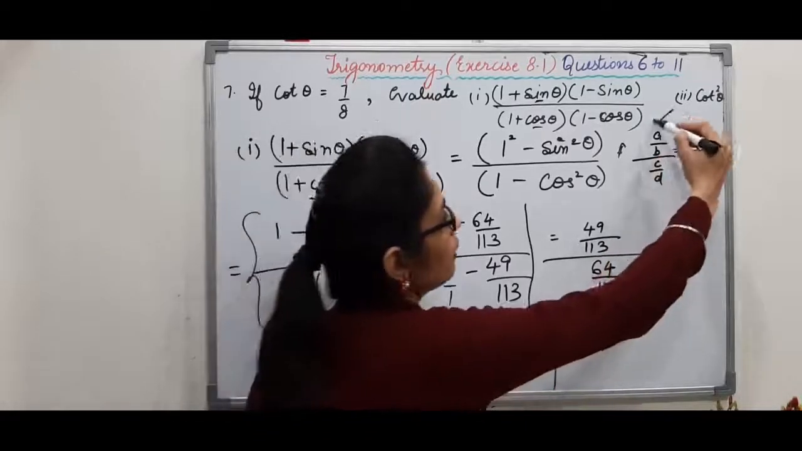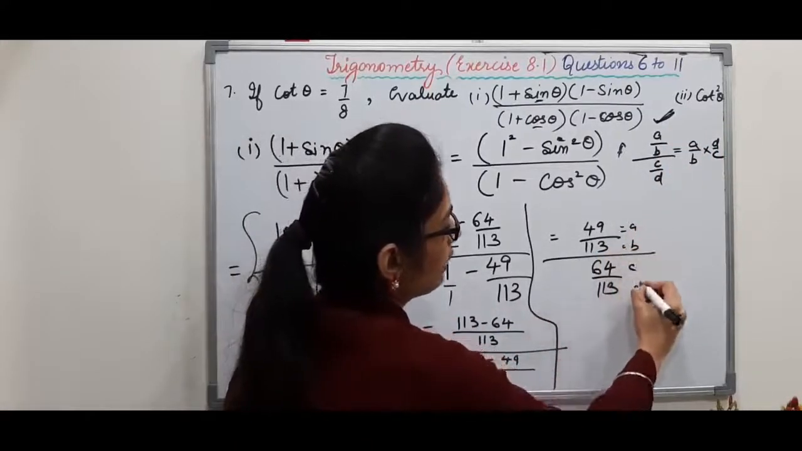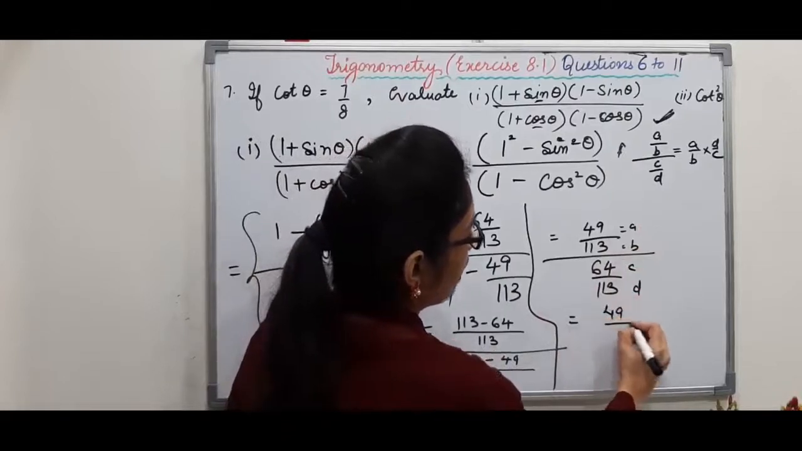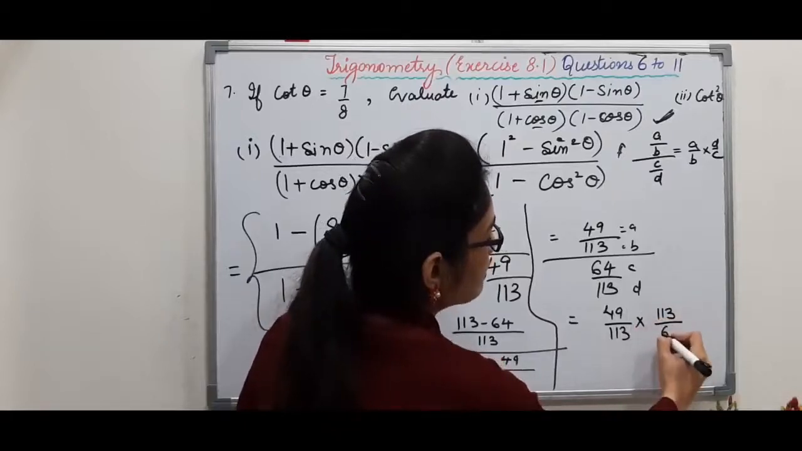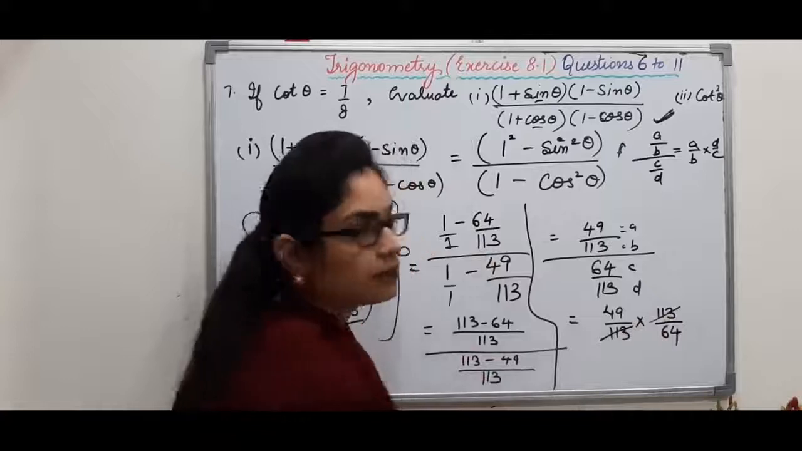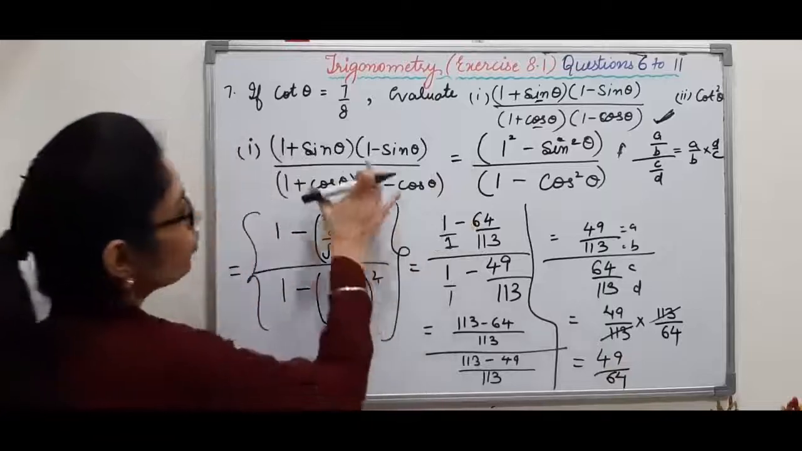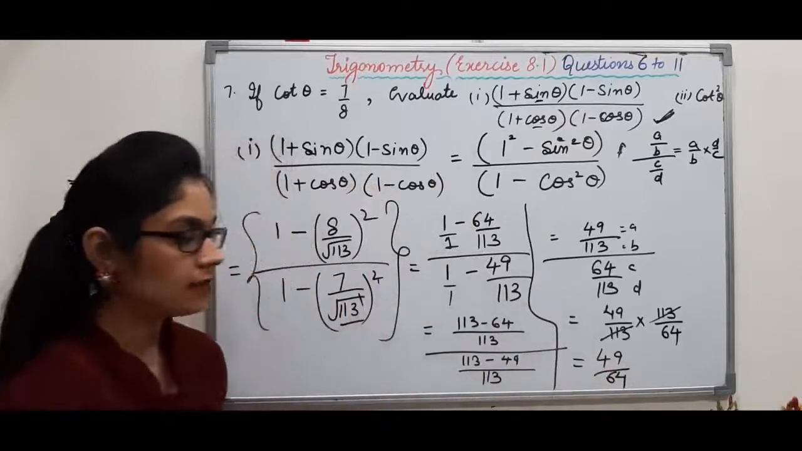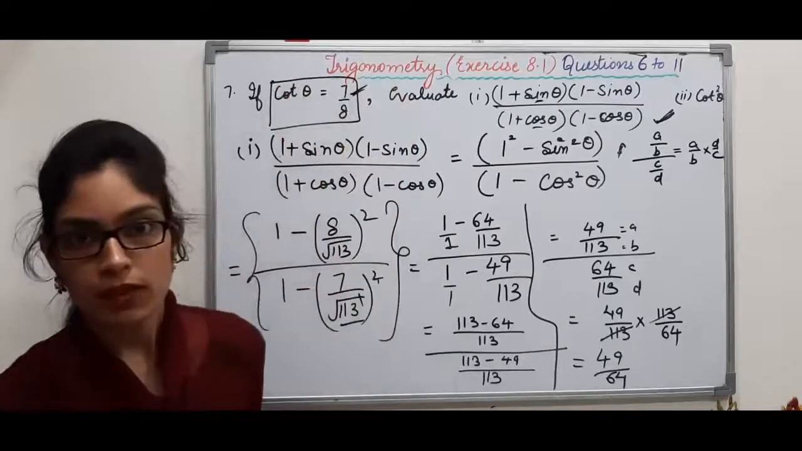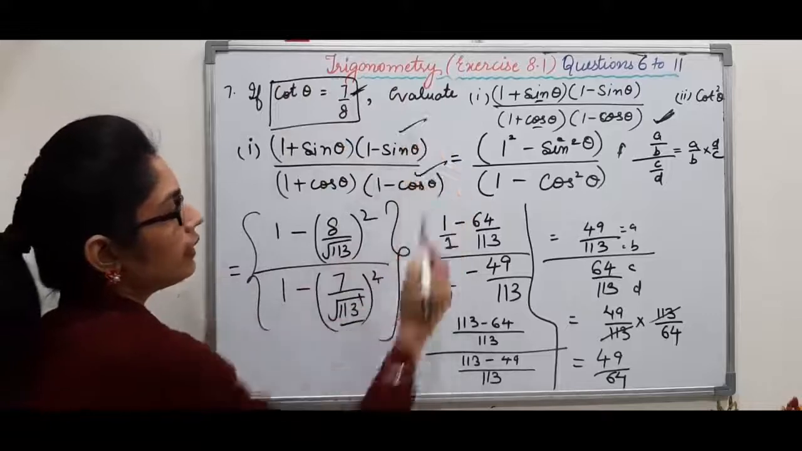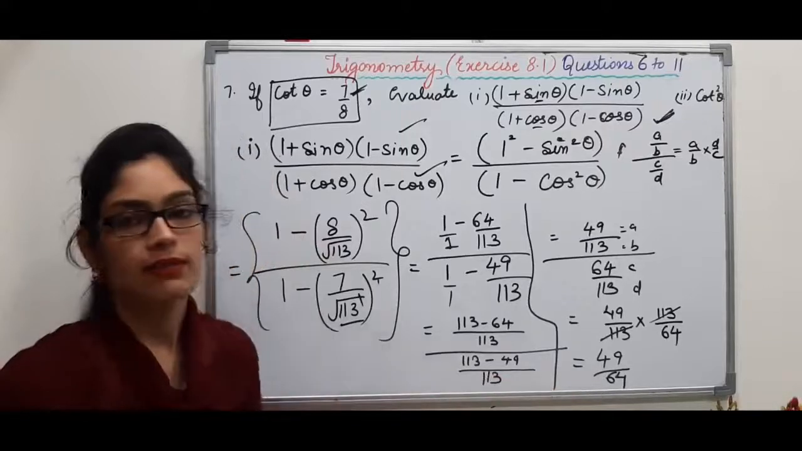Now we have got a fraction in this form. So this is your A, this is B, this is C and D. So we will write it this way: 49 upon 113, which is A by B, into D by C, which is 113 by 64. Now this and this will get cancelled. So we will get 49 upon 64. So the value of this thing is equal to 49 by 64. In the same way, with what is given to us, we can find the third side of the triangle, then find the values of sin theta and cos theta and get this solved. So we get 49 by 64 as our answer.